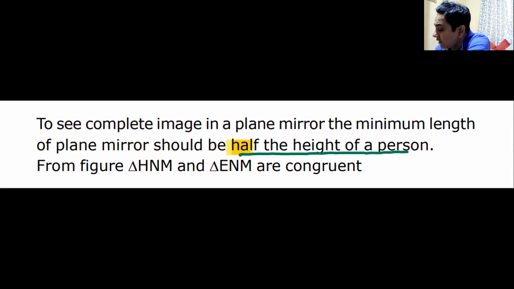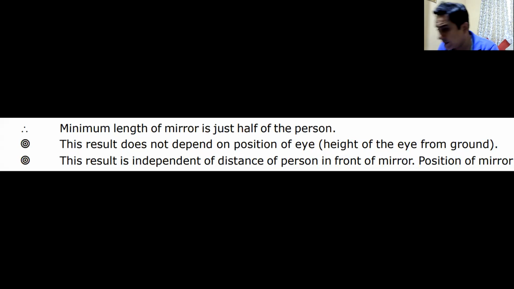Half the height of the person is the minimum length or height required for a person to see his full image in the mirror. Please note it down. Let us move ahead. And what is the next thing? Remember, we have already noted down that the minimum length of the mirror we require is half of the person.